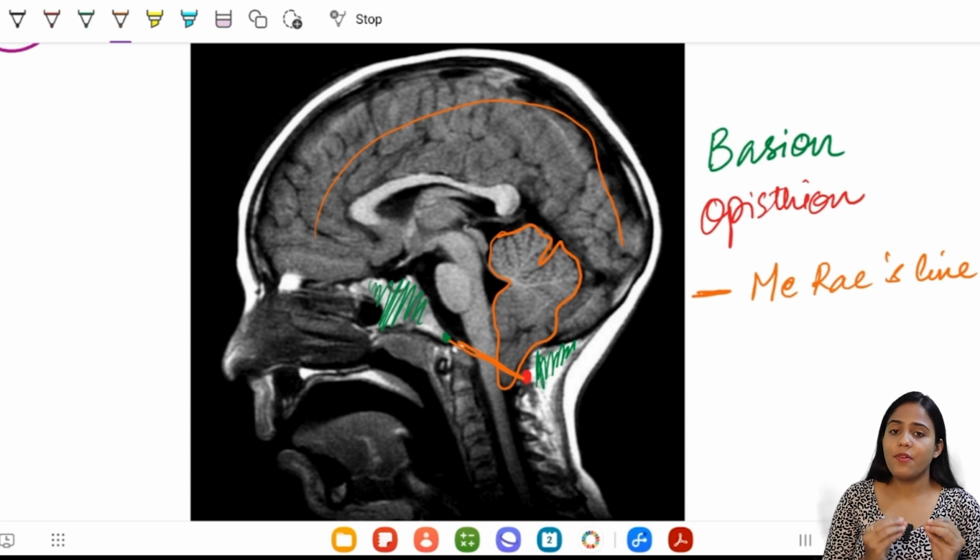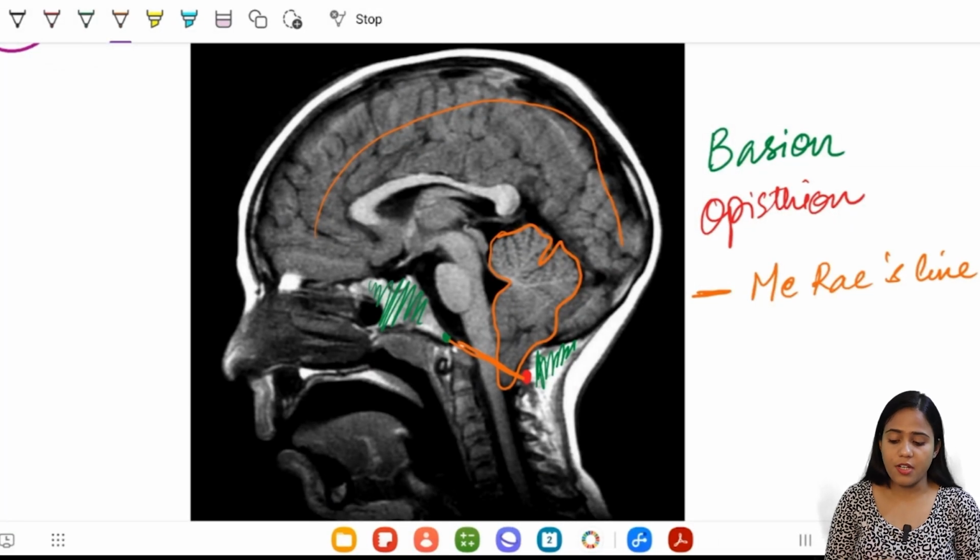Normally, the tip of the cerebellum, that is the cerebellar tonsils, should be above this McRae's line. Sometimes there are congenital displacements or ectopic cerebellar tonsils. In that case, up to 3 to 5 mm, it's still okay.